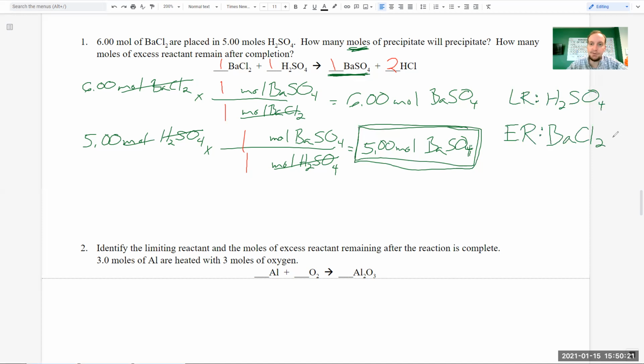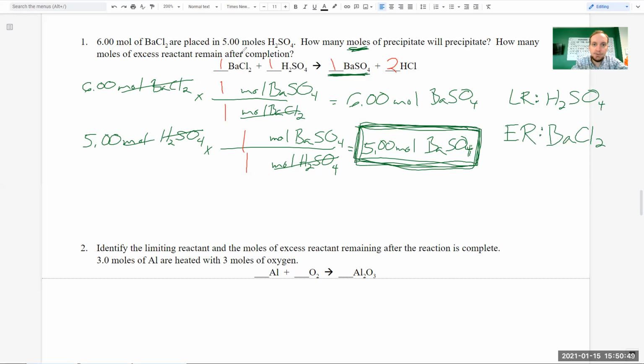So we have answered the first question. How many moles of precipitate will precipitate? Again, the answer to that question is 5 because it's the smaller of the two numbers. And we've also gone ahead and identified the limiting reactant, which is H2SO4, and the excess reactant, which is BaCl2. We have one more question, and the other question says, how many moles of excess reactant remain?